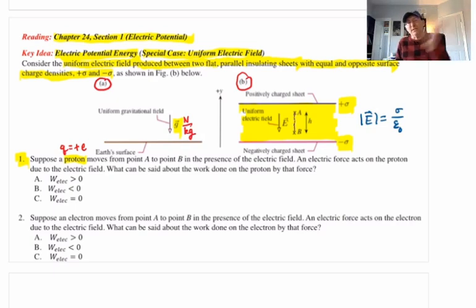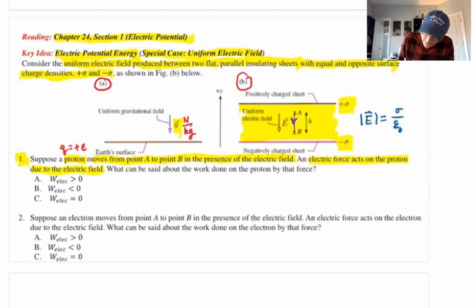Now, it will actually pass through point B. I don't care about that right now. Let's just look at it moving from A to B. Okay? And the distance between points A and B is h, as you can see there. The proton will do that quite naturally. It will move from point A to point B in the presence of that electrostatic field because there's an electrostatic force acting on it due to the electric field.